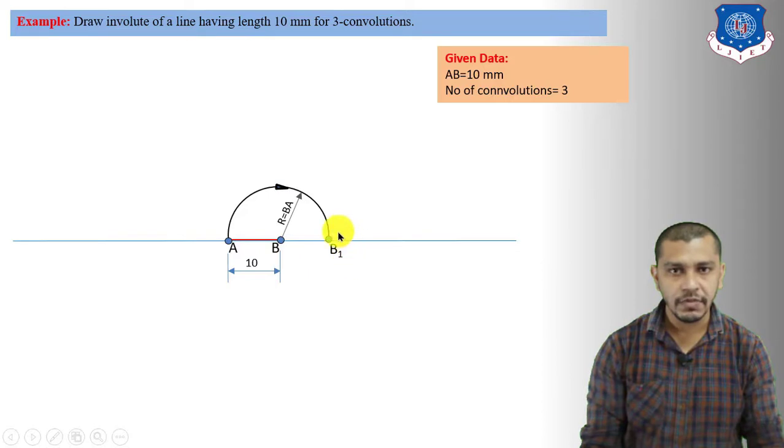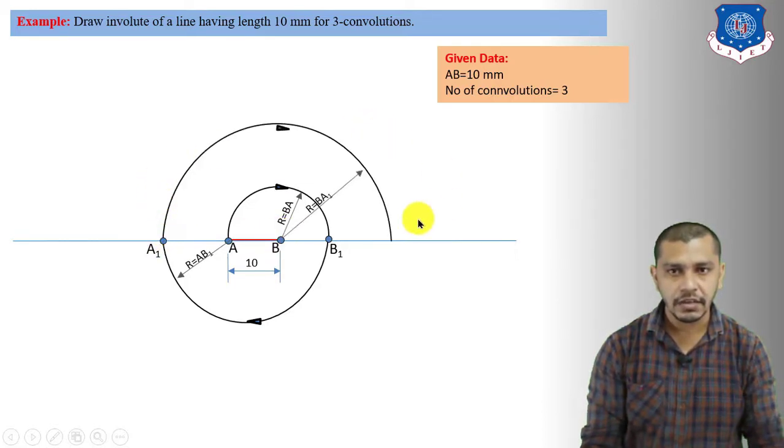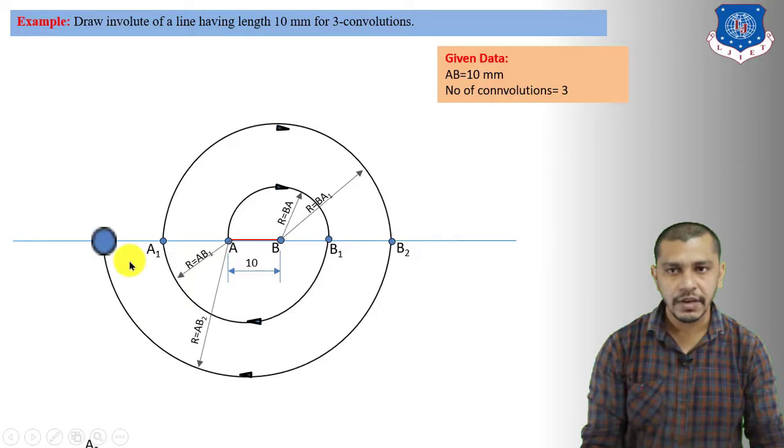After getting B1, change the center and take the center as A and radius equal to A to B1 and draw an arc. You will get A1 here. After getting A1, again change the center. Now take the center at B, radius equal to B to A1 and draw an arc. This will be B2. Now take the center at A, radius equal to A to B2 and draw an arc. You will get A2.